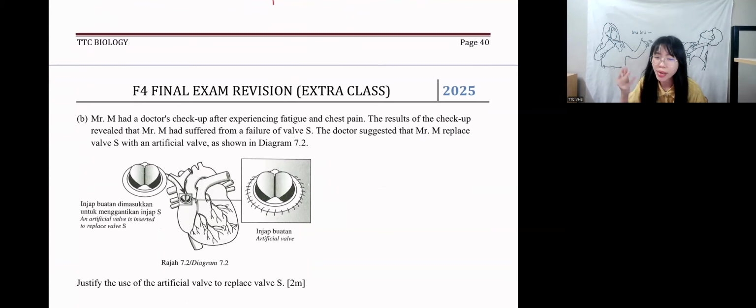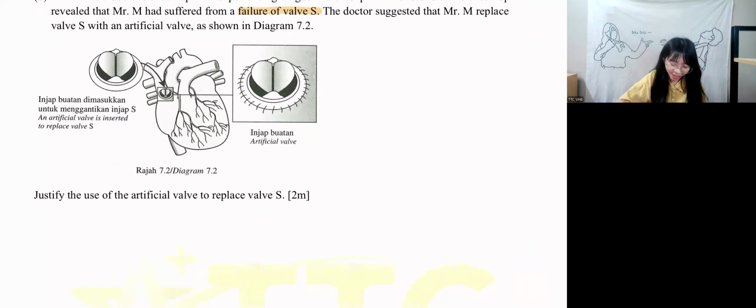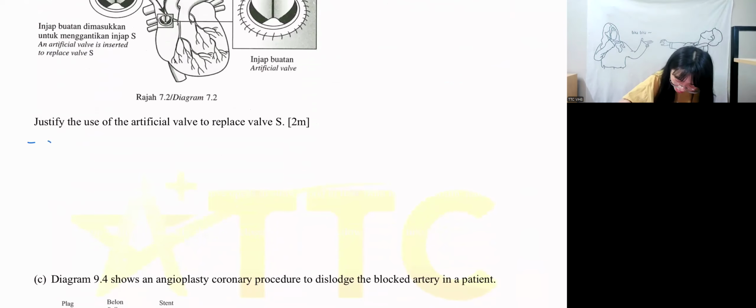Justify. Do you think he needs to replace this valve? Because it's not working already. He doesn't have a normal valve. Failure of valve S. Do you think replacement of valve is something that you need to have? Justify, right? If no, then the person died already. Of course, yes. For this one you have to say yes, because it says failure, and he is experiencing fatigue and chest pain. So your better answer is yes, he has to go through it, so that they can prevent the backflow of blood. So you have to say agree.